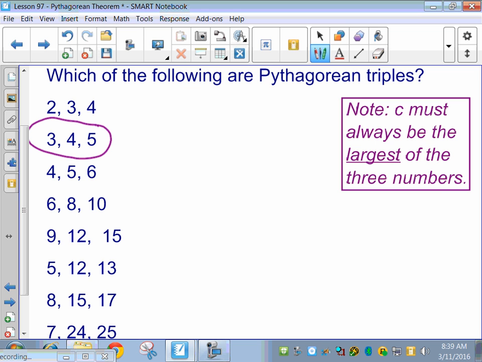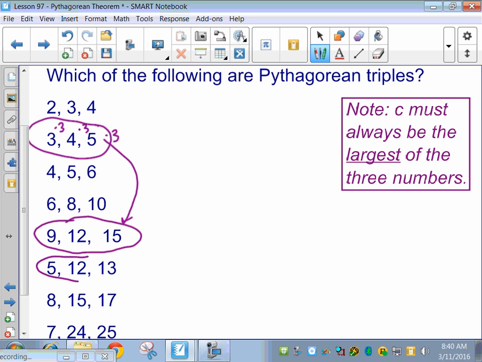What's another one? 9, 12, 15. How do you know that is another triple? It actually compares with this one. Anybody see? Bethany? Yep, you can also use multiples of the triples. So if you times this by the exact same number, then you get 9, 12, 15. That's always going to be a triple as well.